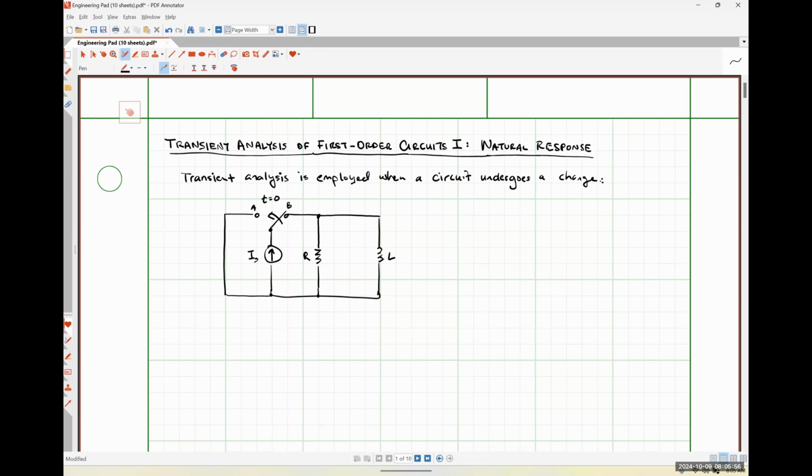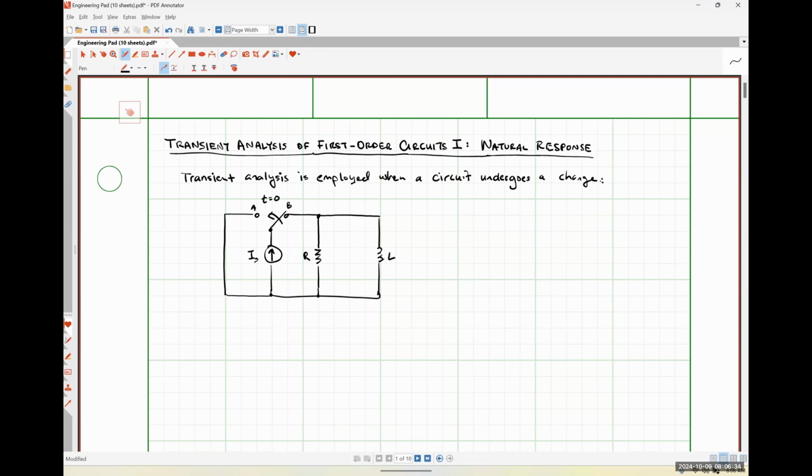The current source labeled as IS is being disconnected from the RL network and is just being applied across that short. So the RL network is going to have some sort of natural response that is due only to the values of those circuit elements and any initial stored energy, and it is not influenced by any external excitation because the source is no longer there to excite the circuit.